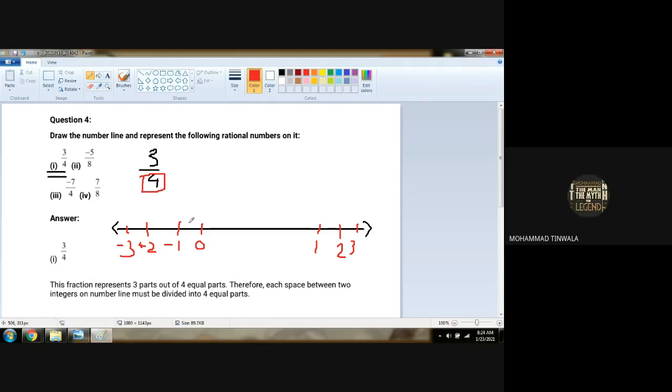4. So between 0 and 1 there will be 4 parts. 1, 2, 3 and 4 parts. How? If this is 0, it will be 0/4. Over here it will be 1/4, 2/4, and 3/4. Why? Yeah, you got 1 here? It will be 4/4.